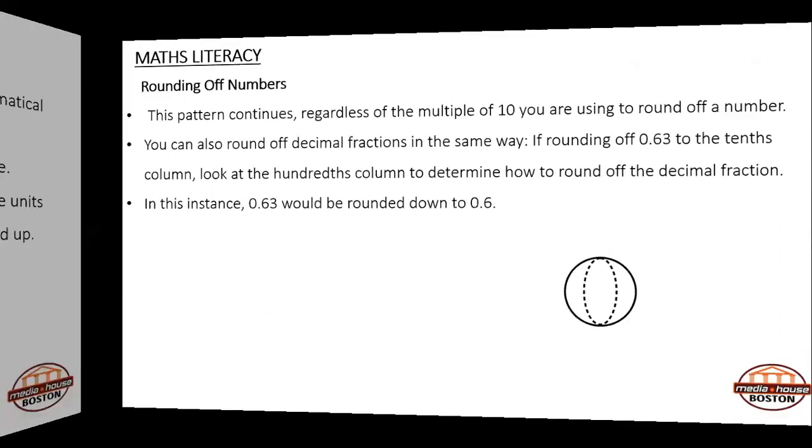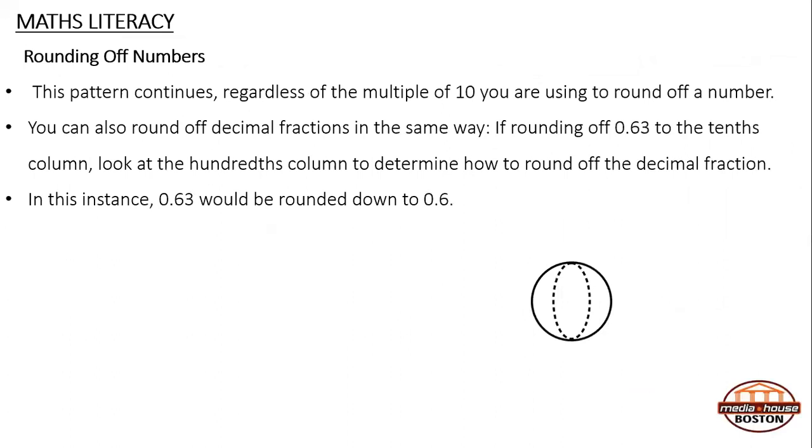This pattern continues regardless of the multiple of 10 you are using to round off a number. You can also round off decimal fractions in the same way. If rounding off 0.63 to the tens column, look at the hundredths column to determine how to round off the decimal fraction. In this instance, 0.63 will be rounded down to 0.6.